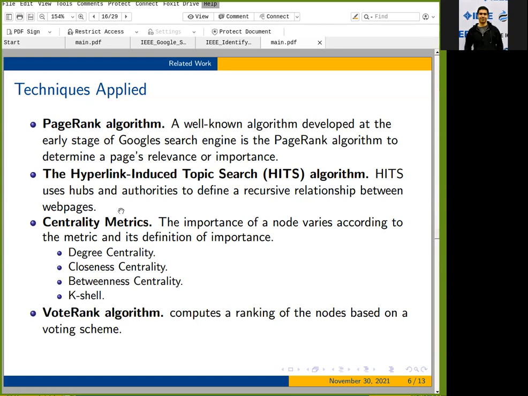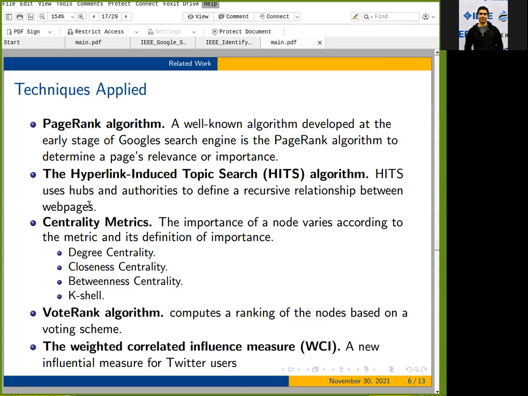Also, we have used the VoteRank algorithm. It computes a ranking of nodes based on a voting scheme. So if we need to know which nodes are super spreaders, every node has to vote in turns. And the node getting the most votes in each turn is regarded as the most influential node in that turn and will be elected as one of the top influential spreaders. The technical details of this algorithm are skipped from this presentation.